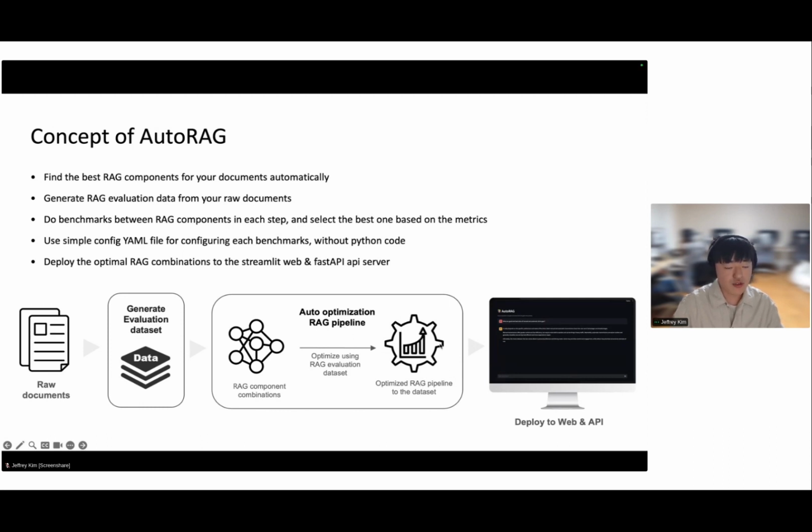So it uses quantized metrics for finding the best RAG components and best RAG combinations for your own documents. And it uses a simple config YAML file for configuring each benchmark, and you don't need to use any Python code for benchmarking the whole AutoRAG pipeline. And last thing, you can deploy to Streamlit Web or a FastAPI server, and you can test it on your own. So here is the brief concept of AutoRAG.